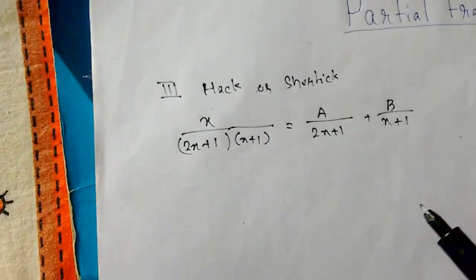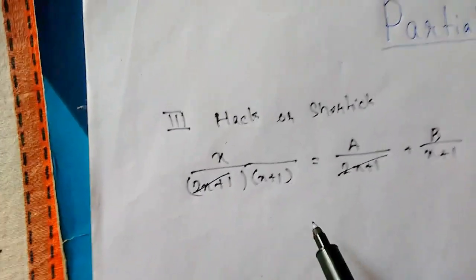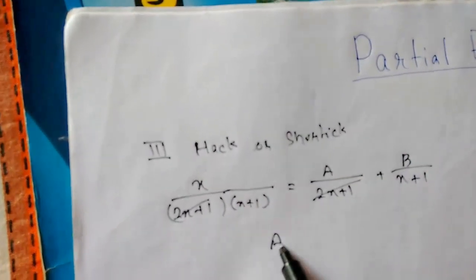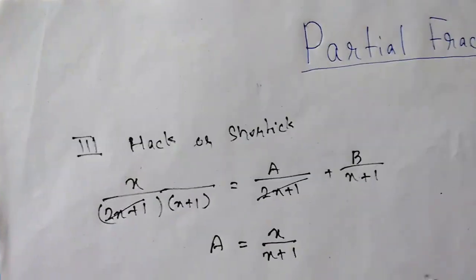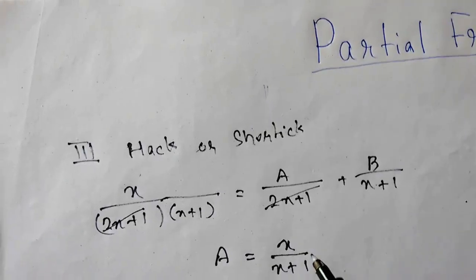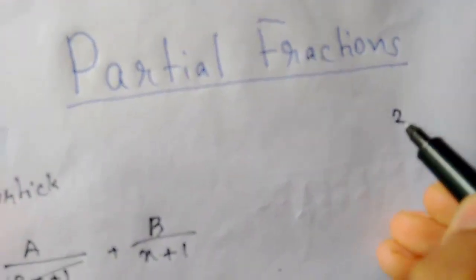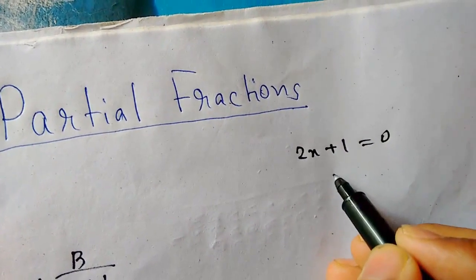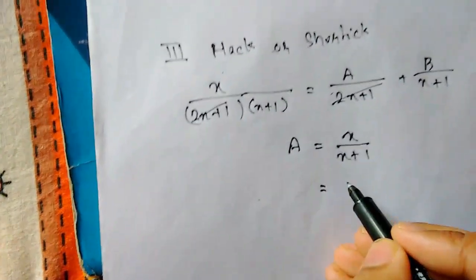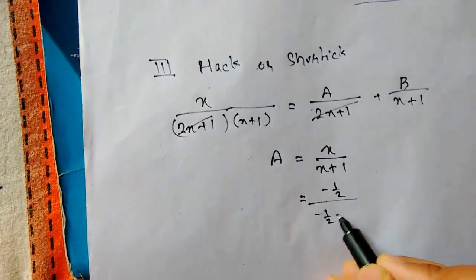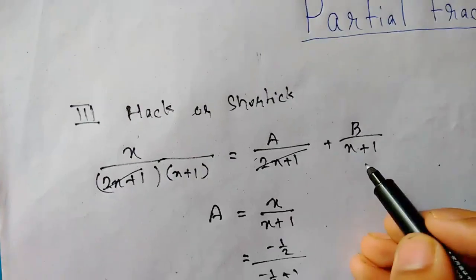The method works like this. If we cut the 2x plus 1 from both sides, A will be equal to x upon x plus 1. Now we substitute the value that makes 2x plus 1 equal to 0. So 2x plus 1 equals 0, and x turns out to be minus half. We now put the value of x: minus half upon minus half plus 1, which is equal to minus 1.